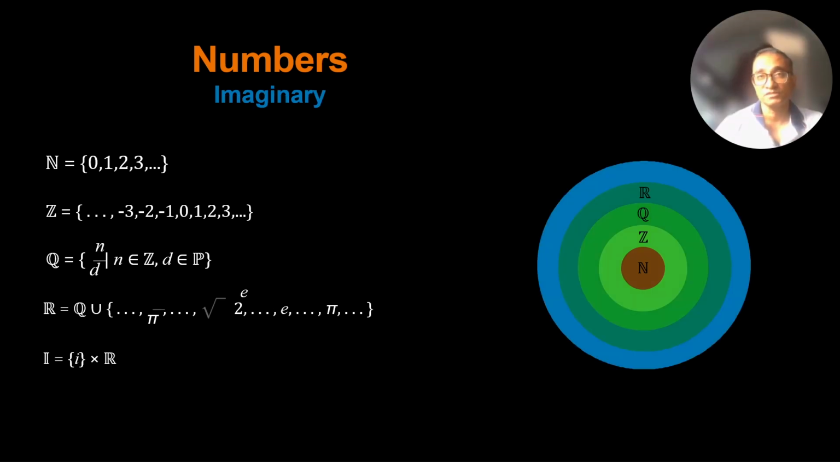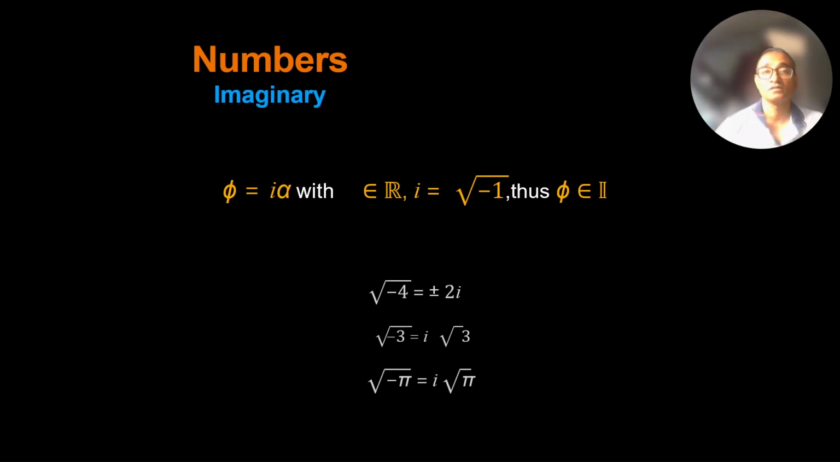In terms of further extension to this, there are imaginary numbers, which are not directly countable or measurable, but they are used in certain concepts in electrical engineering and physics. And they can combine with real numbers to formulate something which we call a complex number.